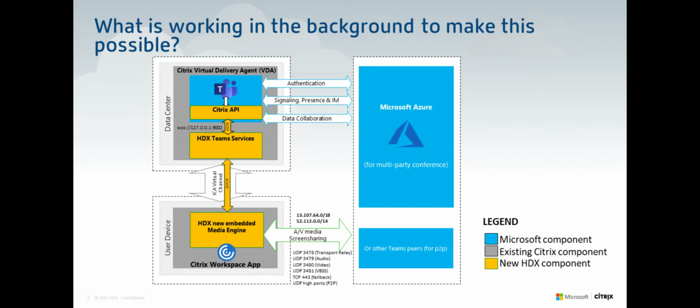But the client machine is the one that's going to be establishing the final connection to the other peer, or to a conference server if you're joining a meeting. Hence, there are networking requirements you need to be aware of. Signaling, authentication, data collaboration, chat, presence, instant messaging, all that is still part of the native Teams application in the VDA. The optimization does not touch those domains, so they are still handled by Teams directly.